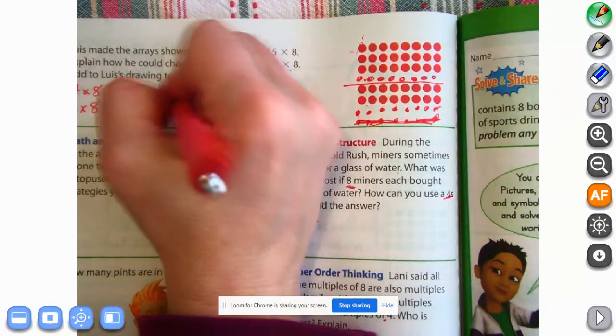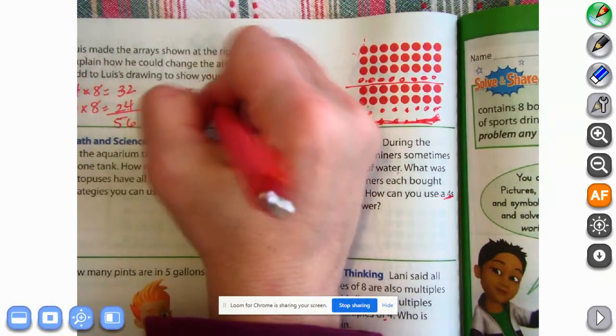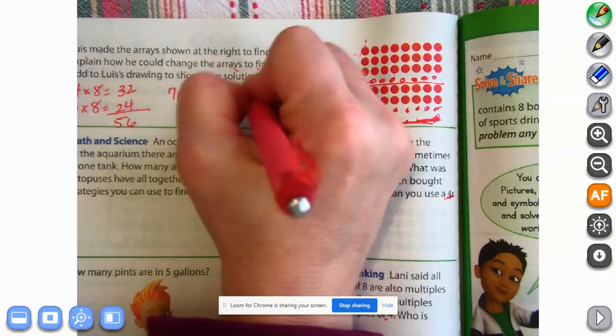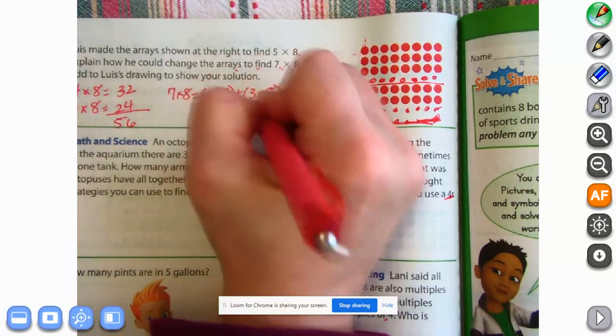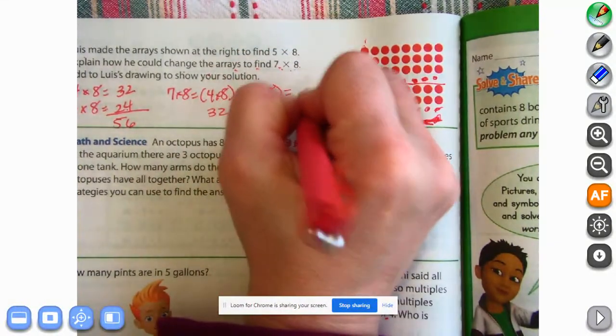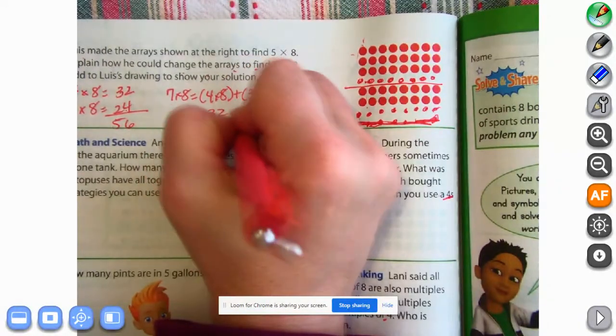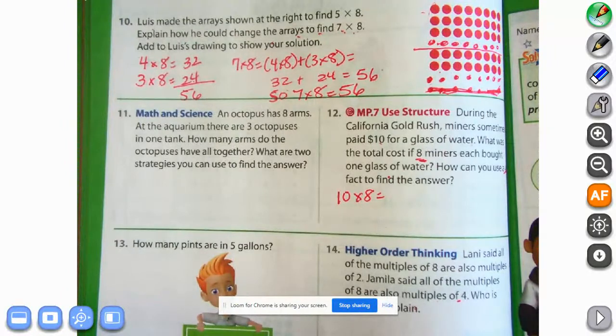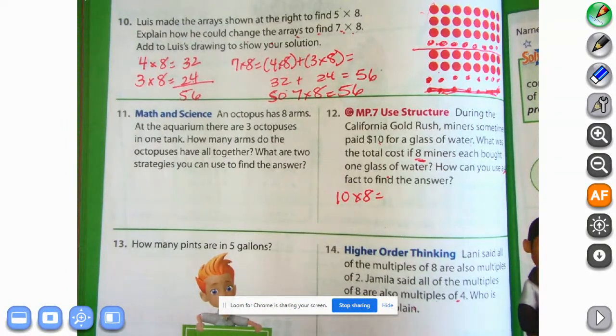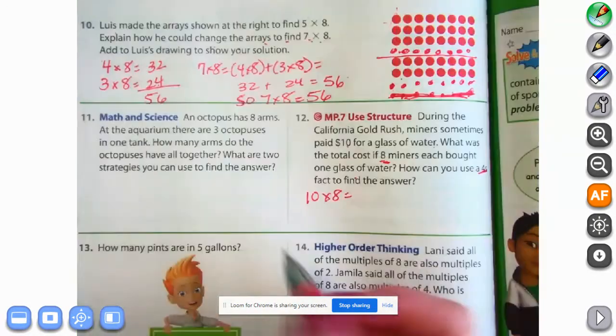So 7 times 8 is equal to 4 times 8 plus 3 times 8, which is equal to 32 plus 24, which is equal to 56. So 7 times 8 equals 56. All right, if you need to get that written down, go ahead and pause the video so you can get it written down.